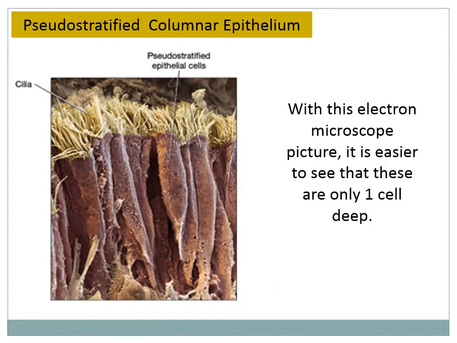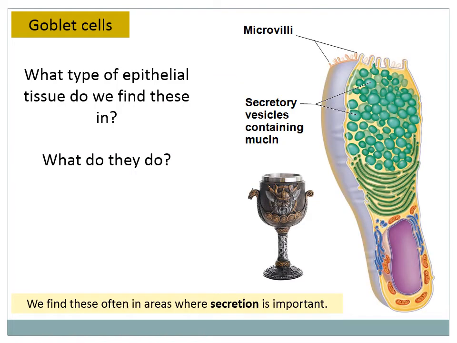Here is a better picture of the pseudostratified columnar epithelium. You can see that these things are only one cell deep. They're just trying to trick us. You can see they kind of have little stalks at the end. Right now, this isn't a type of tissue. This is actually a type of cell that we find in tissues. So when we look at what this is, we're looking at goblet cells. Notice this word here, secretory vessels containing this stuff called mucin.